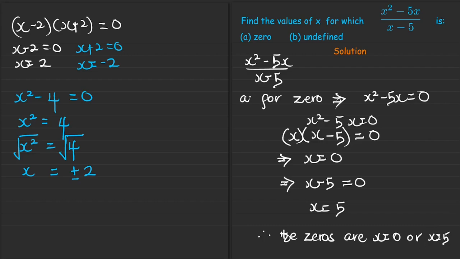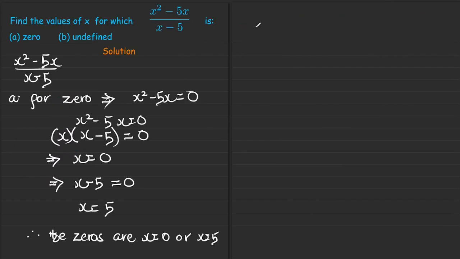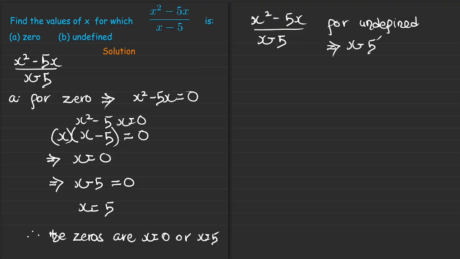As simple as that. But then when it comes to the undefined, we know our function once again is x squared minus 5x all over x minus 5. So we say for undefined, it simply implies that our denominator, which is x minus 5, should be equal to 0. If our denominator x minus 5 is equal to 0, then we solve for x. That is, make x the subject. So x minus 5 is equal to 0.